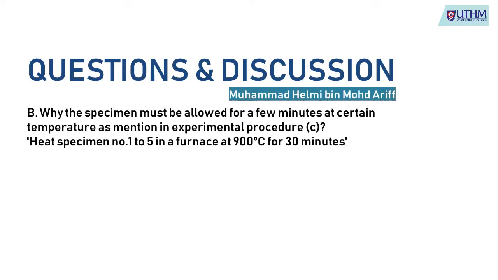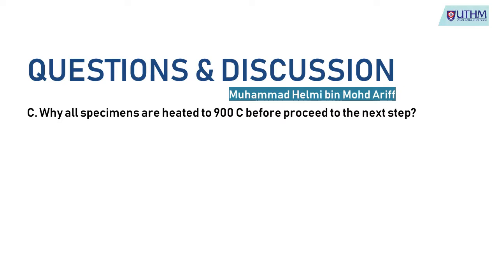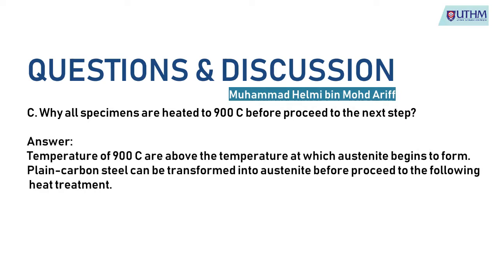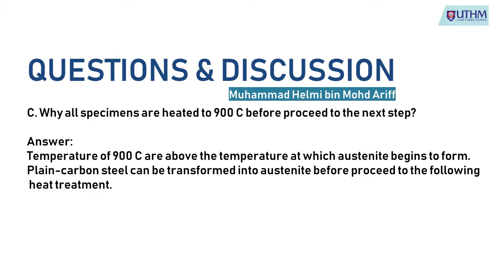B. Why must the specimen be kept for a few minutes at a certain temperature as mentioned in the experiment procedure? To homogenize the specimen so that the internal structure can be obtained by having enough time to get properly homogenized. C. Why are all specimens heated to 900 degrees Celsius before proceeding to the next step? All specimens are heated to 900 degrees Celsius before proceeding to the next step because this temperature is above the temperature at which austenite begins to form. Therefore, the plain carbon steel can be transformed to austenite before proceeding to the following heat treatment.